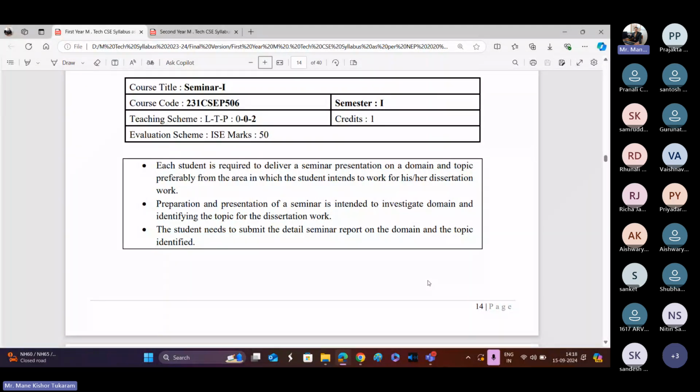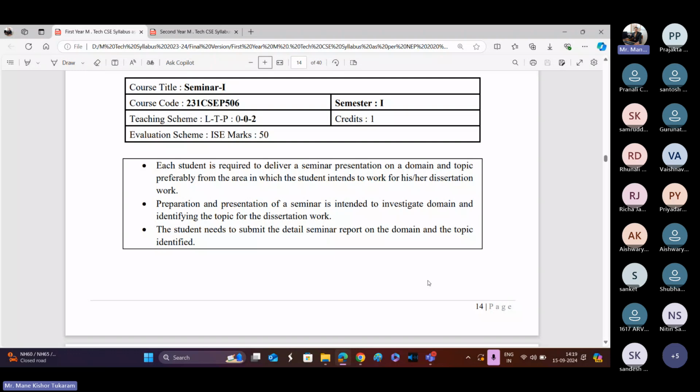Many research papers are there. You have to read those papers, and based on that reading, you have to find the drawbacks of those papers. And based on those drawbacks, you have to propose a new system where you are going to remove those drawbacks, which is nothing but your dissertation work. So in this seminar 1, you have to identify the domain, search the topic, and find the proposed work by finding the limitations.